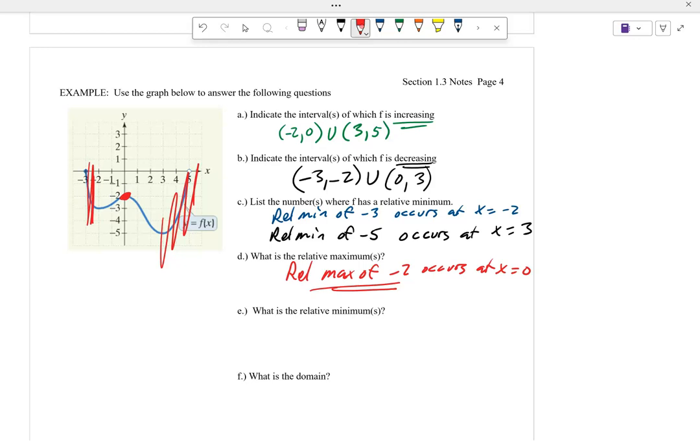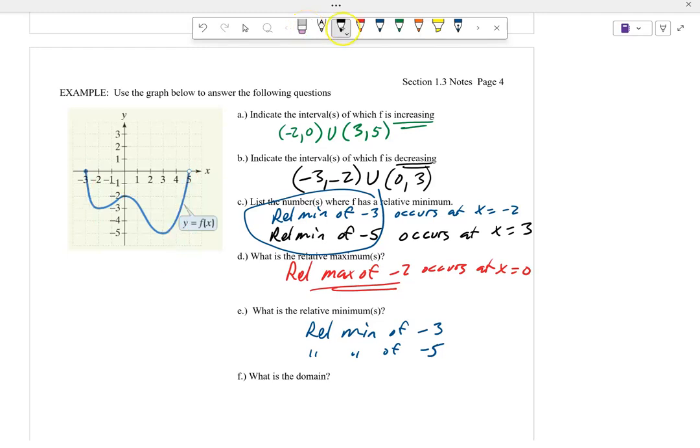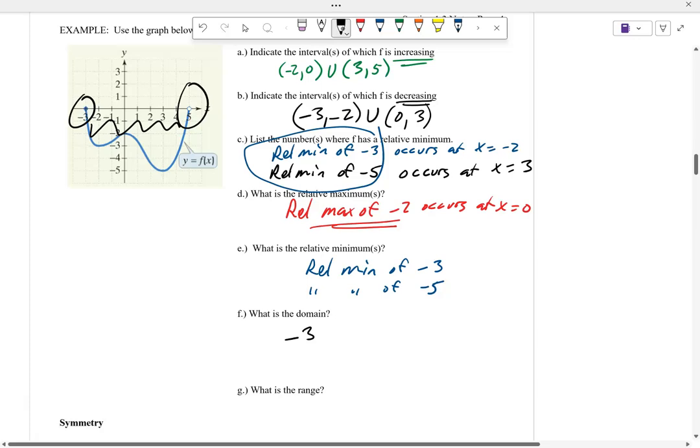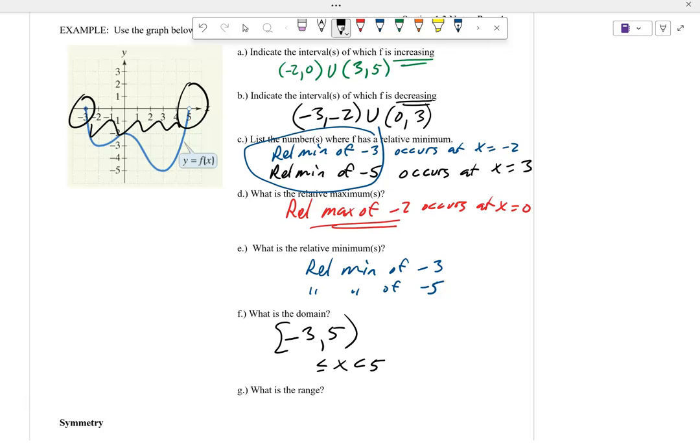What were the relative minimums? We already named those over there. We have relative min of -3, and we have a relative min of -5. All right, let's move into our domain now. Our domain goes from -3, looks like it includes it, and then it includes all these x values in between up until 5. So do not include 5. So from -3 included up until 5. Or if you want to do it this way, it's another way to write that.